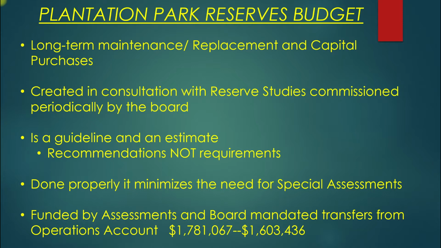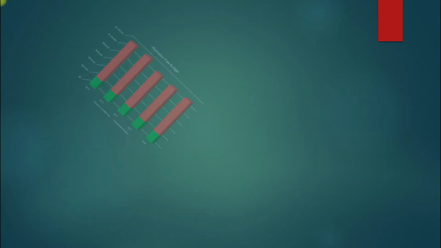Now, the last point that I wanted to make is that if you fund this account fully, you can also mandate transfers from your operations account. If your operations account is not using all of the funds that it's needed, you can move funds in that direction. We have done that as a board, and what we've been able to do is fund our reserve account slightly over where the recommended point is. Our recommended point right now is $1.603 million. We're actually at $1.781 million. So our reserves are healthily funded, and we are anticipating being able to continue having a fully funded and healthy reserve budget.